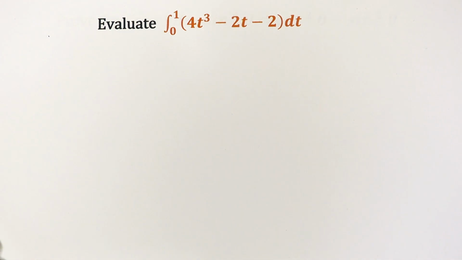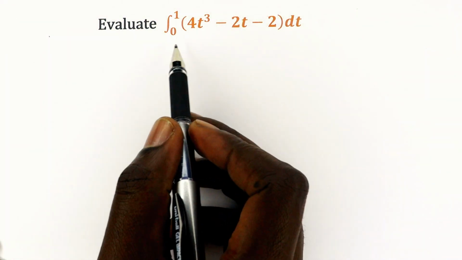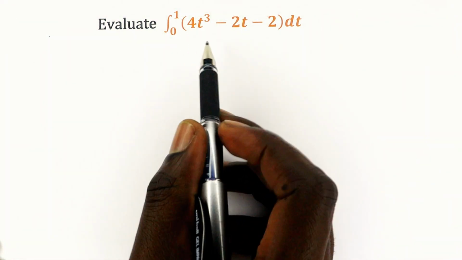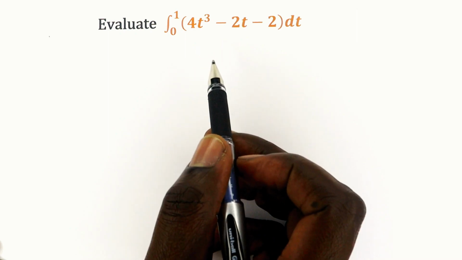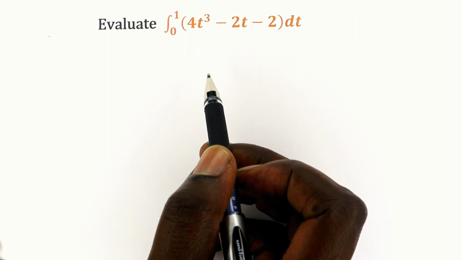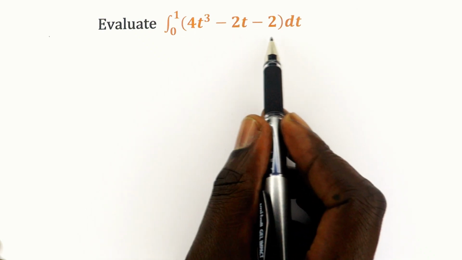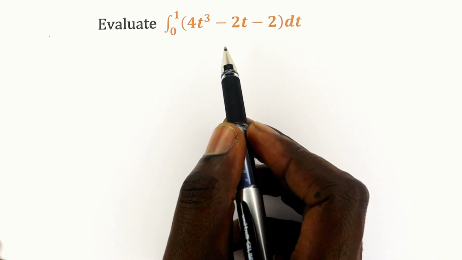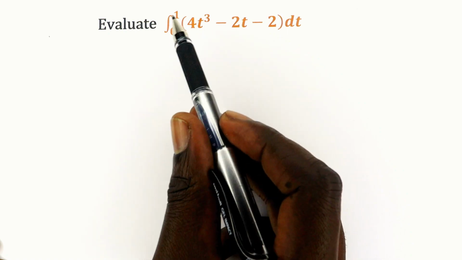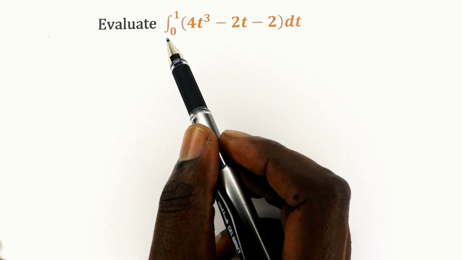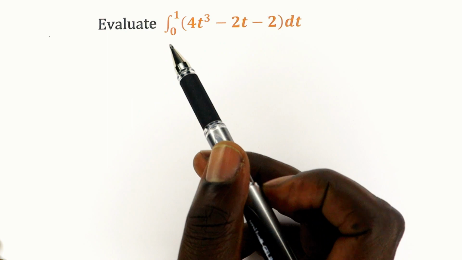Welcome to my channel. Let us look at this question from definite integration. We have the integral from 0 to 1 of 4t cubed minus 2t minus 2 with respect to t. The first thing you're going to do is integrate normally as an indefinite integral, and then we'll substitute when t is 1 and subtract when t is 0.